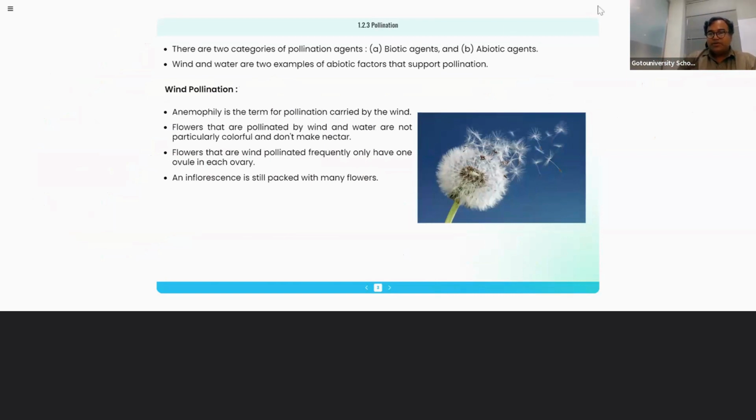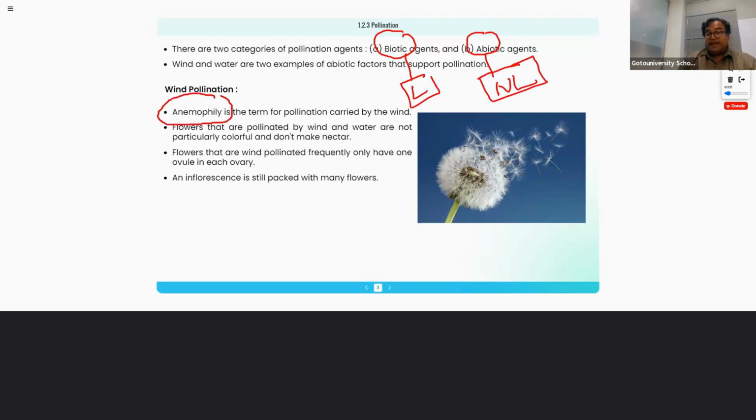Now, if you're talking about biotic agent and abiotic agent, it indirectly speaks about living species and non-living species. So living species like insects do pollination, non-living species like water and air do pollination, right? Anemophily, by wind. We may have some wrong confusion: anemo does not mean animals, no, it is wind pollination, right?